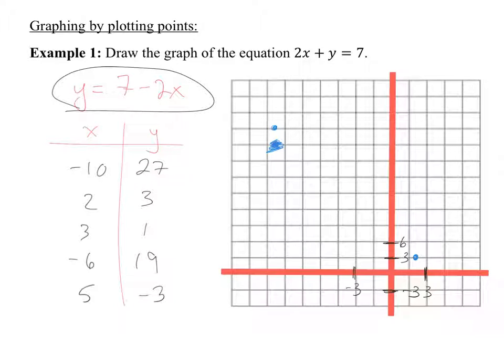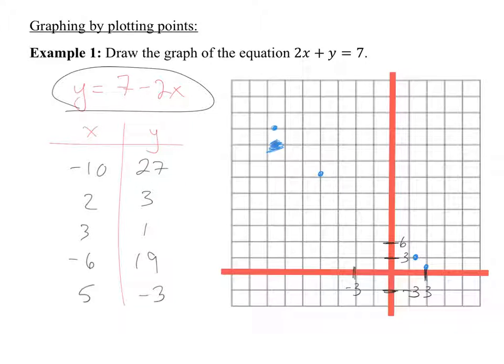3, 1 is going to be right here. Negative 6, 19. Negative 6 is back here, right over there, and up 19: 3, 6, 9, 12, 15, 18.